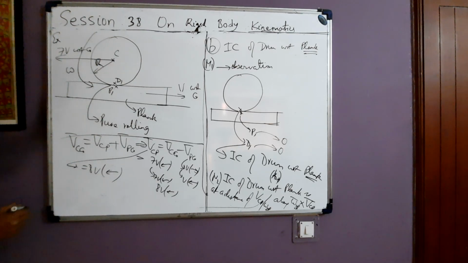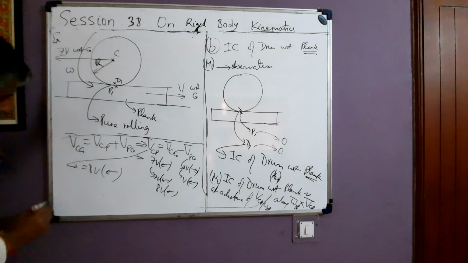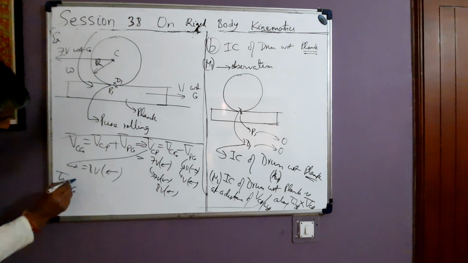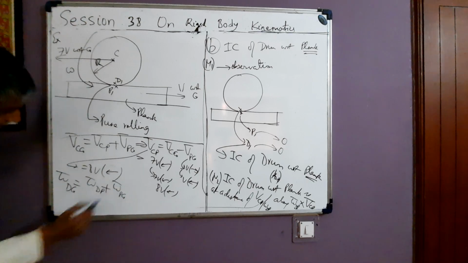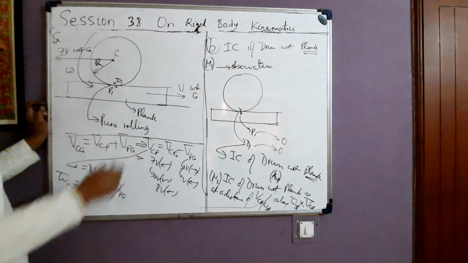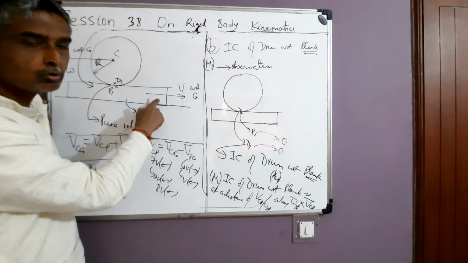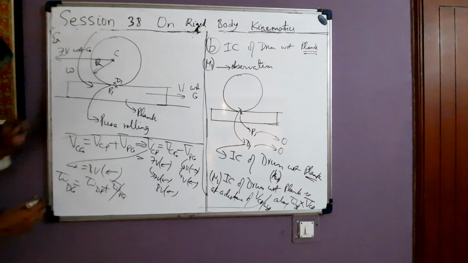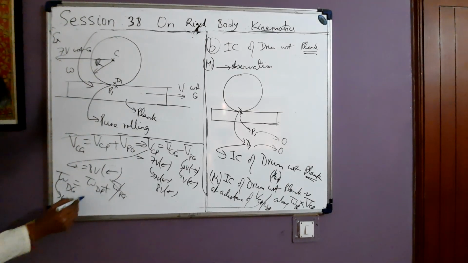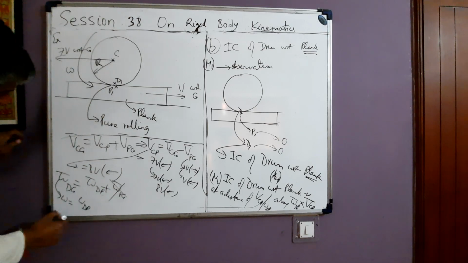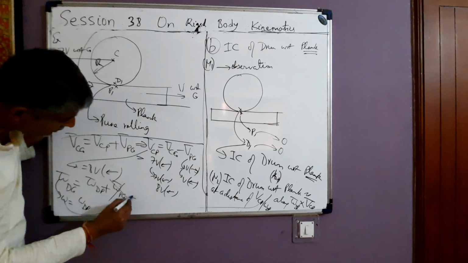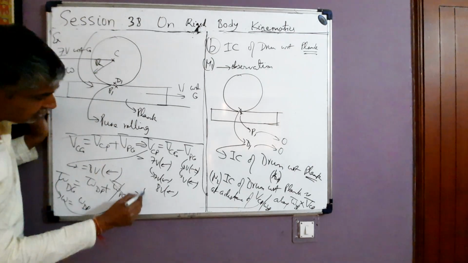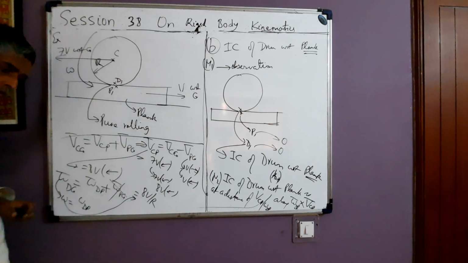Now we need omega of drum with respect to plank. So we write down the formula. Omega dg is omega dp plus omega pg. Now omega pg is 0 because the plank translates with respect to ground, no rotation, so 0 angular velocity. Omega of drum with respect to ground is omega. So omega of drum with respect to plank is also omega. But omega of drum with respect to ground we have determined already. How much is it? 8V by R.